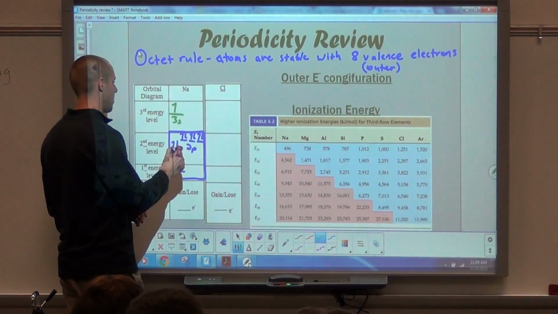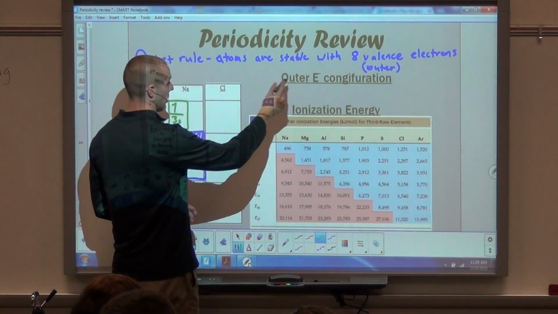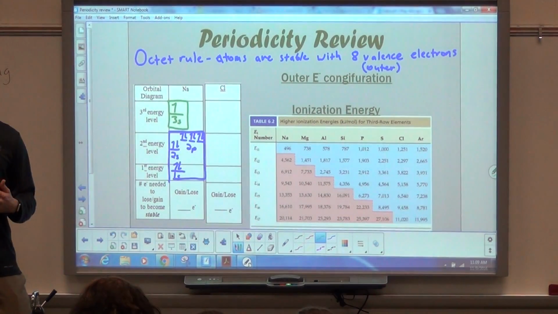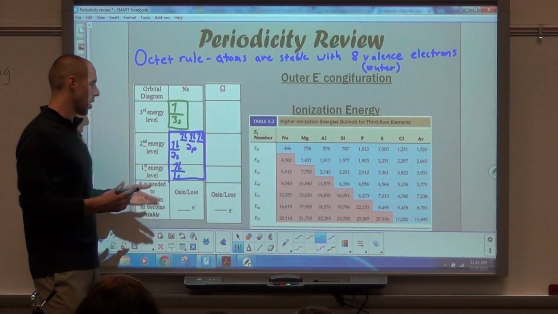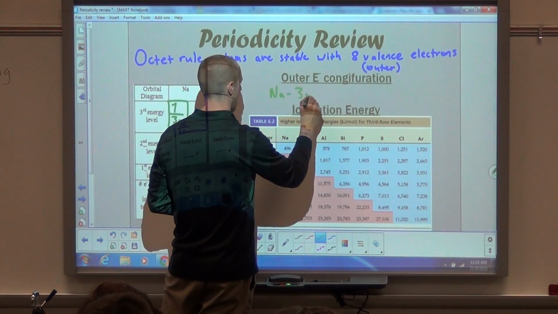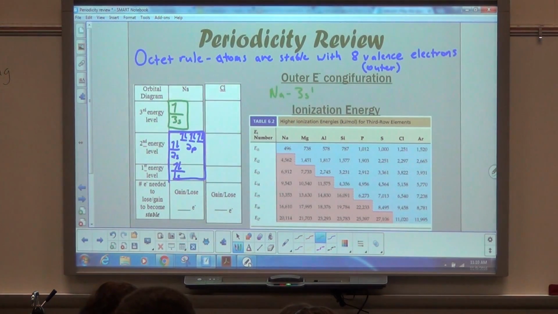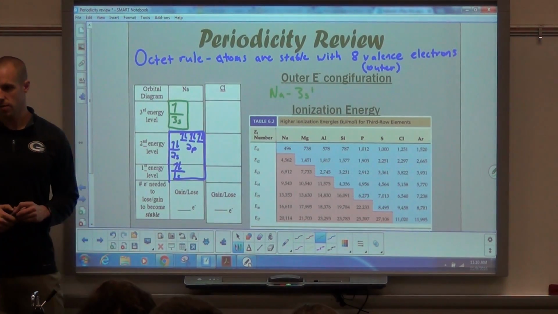So if I asked you to write out the outer configuration for this, that's something you're also going to have to do. It says the outer electron configuration. When we talk about outer electrons, it's literally the furthest out ones. So all we would write here for sodium is 3s1. So sodium's outer electron configuration would be 3s1, because we don't care about the 1s, 2s, or 2p. Why? Because they're not contributing to the reactivity of the element.